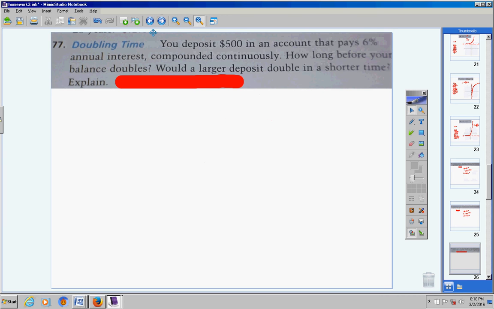All right, 77. You deposit $500 in an account that pays 600% interest, compounded continuously. How long before your balance doubles? Okay, no problem. It's compounding continuously, right? So here's my formula.